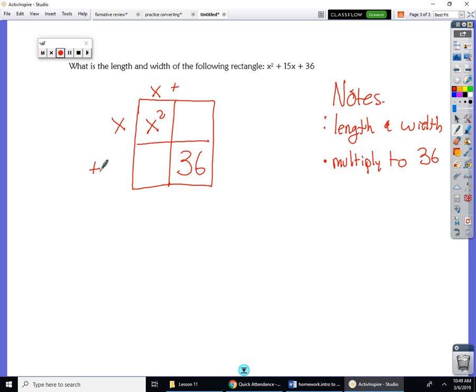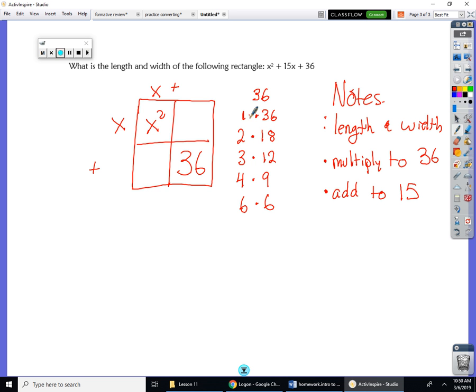So we can say, well, I can list my factors of 36. I can say, well, 1 times 36 is 36, 2 times 18, 3 times 12, 4 times 9, 6 times 6. Every one of these numbers multiplies to give me 36. Now, I also want to, so I found all of them. Now I want to add to 15. So we want to add up to give us 15.